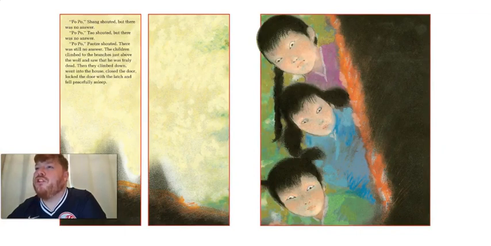"Po Po?" Shang shouted, but there was no answer. "Po Po?" Tao shouted, but there was no answer. "Po Po?" Peotzi shouted. There was still no answer. The children climbed to the branches just above the wolf and saw that he was truly dead.